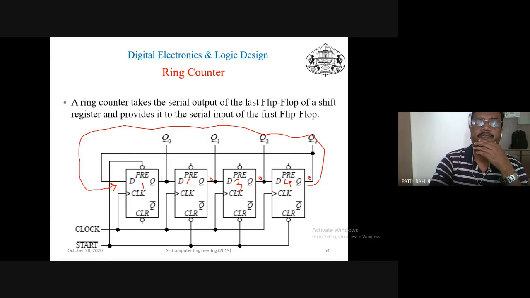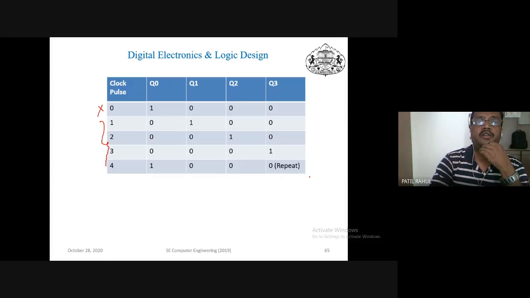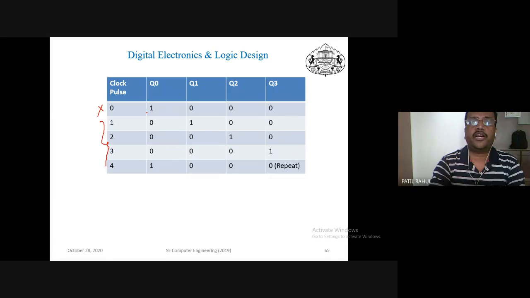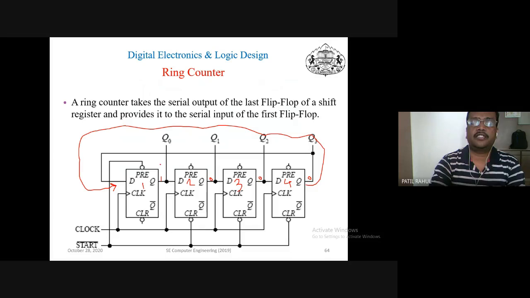Okay, means when no clock pulse is applied, then what is the output of that particular flip flop? See here, this is 1, this is 0, this is 0, and this is 0. Means here you don't apply any clock pulses.